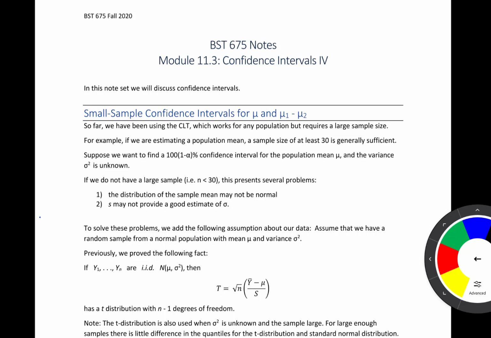In this set of notes, we're going to start looking at small sample confidence intervals for mu and mu1 minus mu2. So in other words, we're looking at sample means either from a single sample or a difference in two means from two independent samples. And so a lot of this should be review. You've probably looked a lot at small sample confidence intervals in some of your previous intro courses.